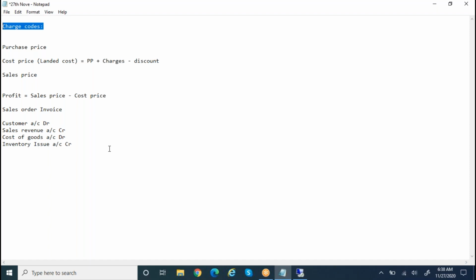Of course, this is a finance topic, but T&L people also, if you learn, that will be good. That is the reason I have clubbed it here. Okay, understood the importance of the charges?